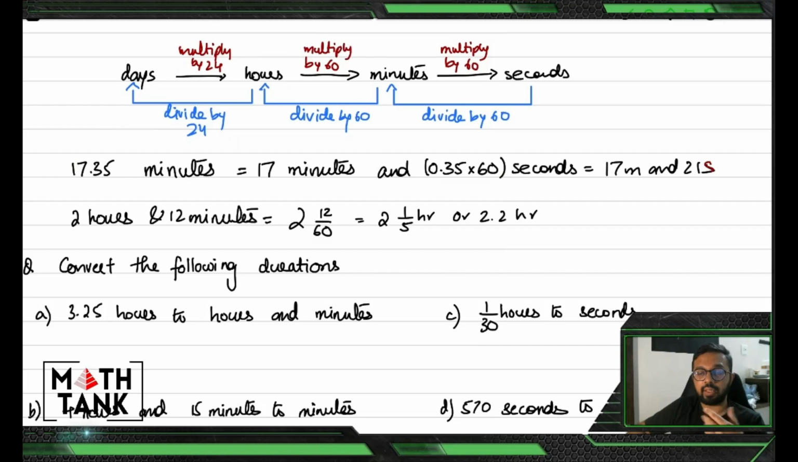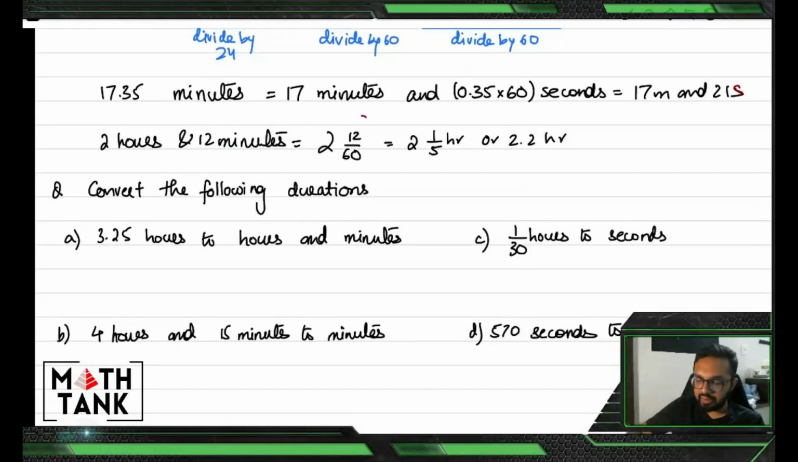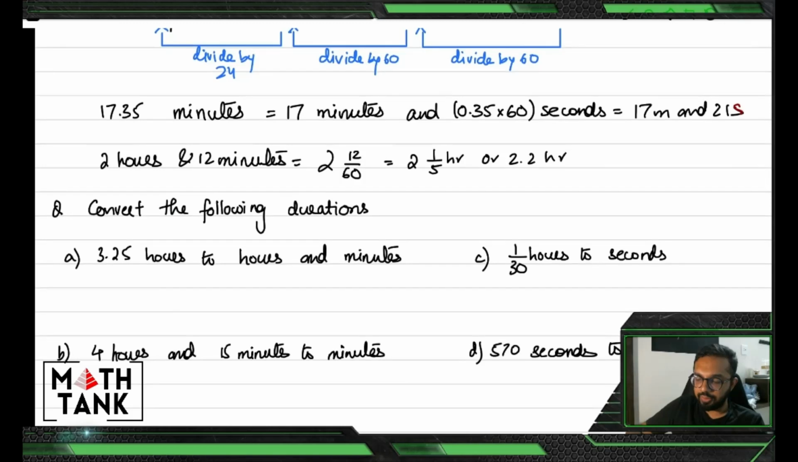Sometimes the question will say, give me an answer in minutes and seconds, or hours and minutes, and so on. Similarly, if you have 2 hours and 12 minutes, I could ask you to convert it into hours only. So you would just pick up these 12 minutes and divide them by 60, and say that that is 1/5 of an hour, and then combine it with 2 and write that it's 2.2 hours, or 2 whole 1 over 5 hours. These two conversions can be done on the calculator directly.